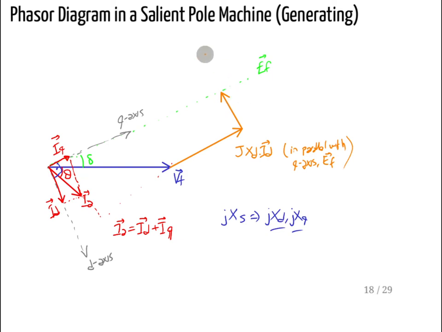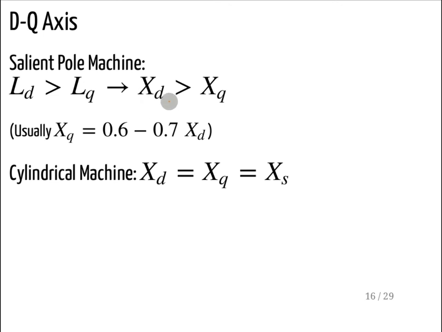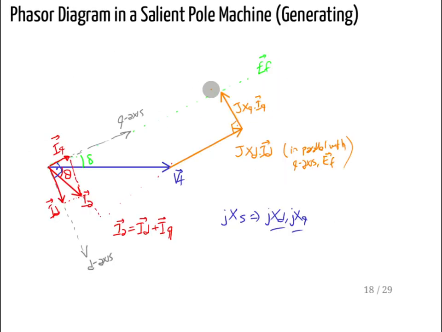So this one is now the jXq Iq vector. So they are still 90 degrees. And actually, if Xd and Xq were equal to each other, and if they were Xs, you would still get those things, and it will be a normal triangle. So you will have the same vector. But now our Xd is larger than Xq, so that triangle is now kind of distorted.